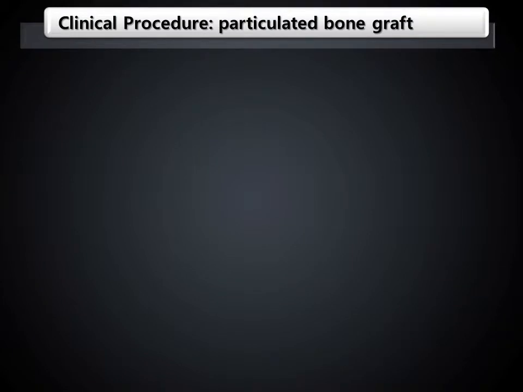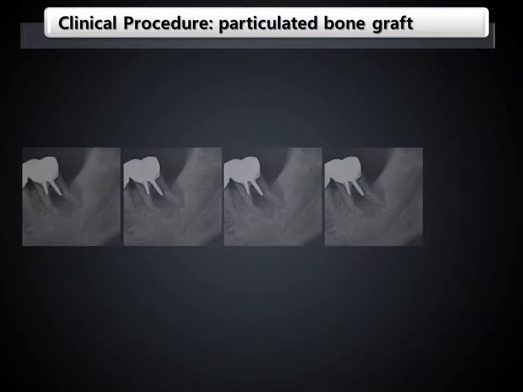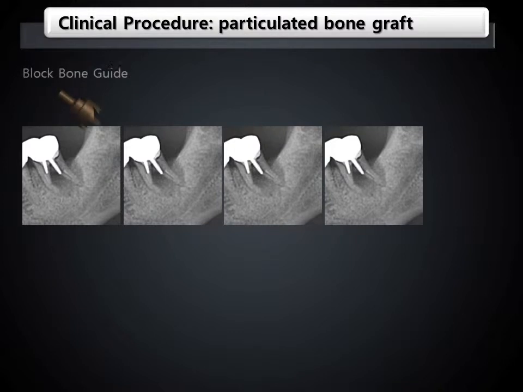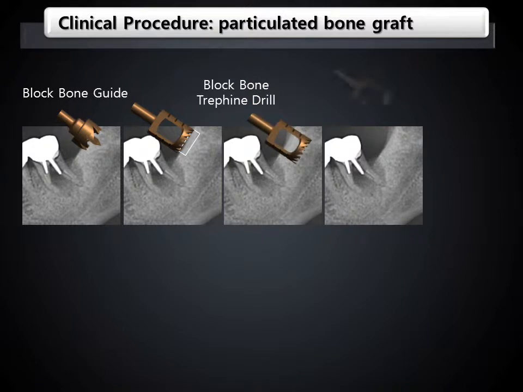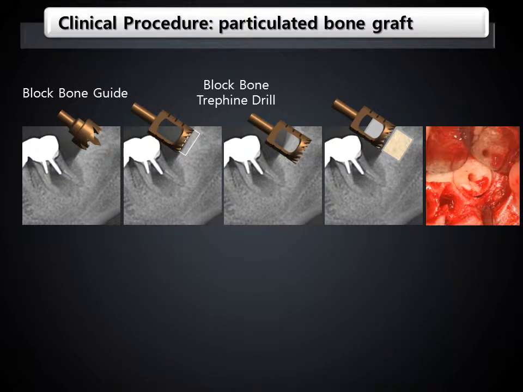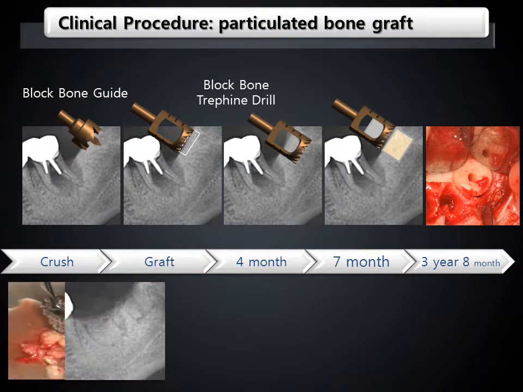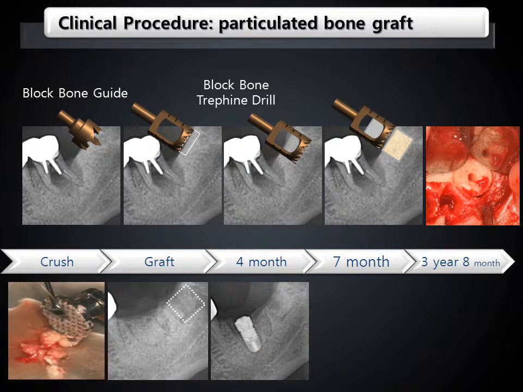Clinical procedure for the particulated bone graft is introduced. For the defect of buccal and lingual bone in second molar, the block bone was taken in the reach of third molar. Block bone guide marked the guide circle for the block bone trephine. Block bone trephine drill was inserted into 5 mm from crest. The block bone was removed with elevator.